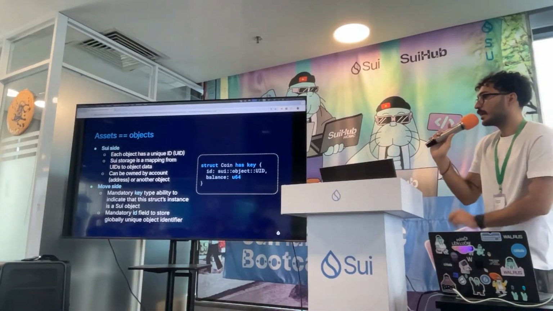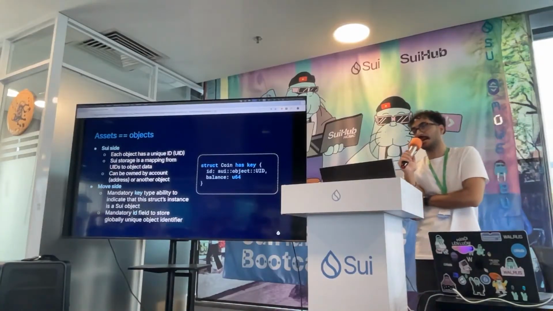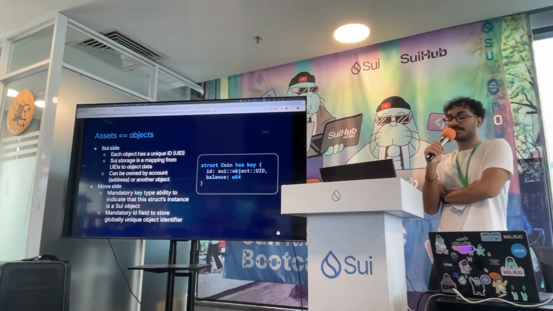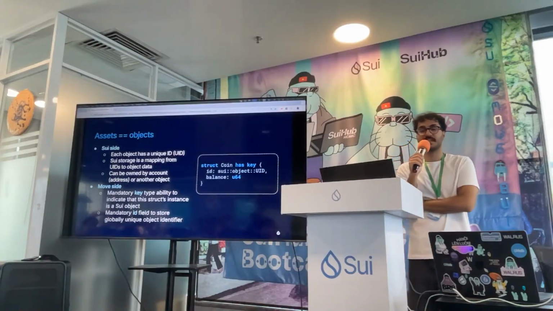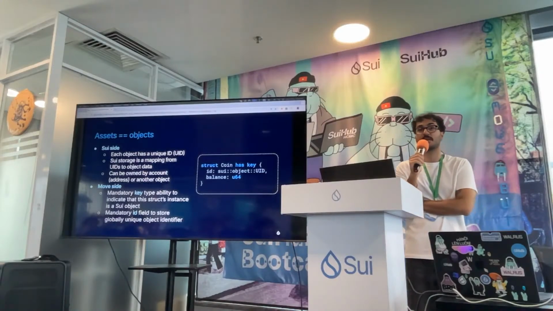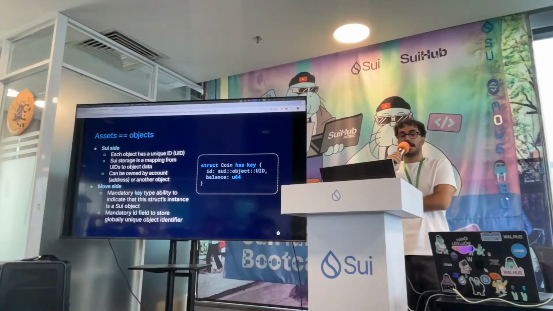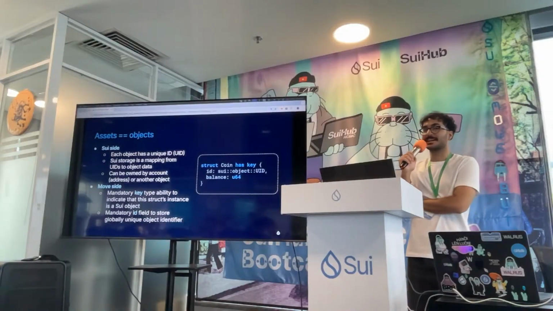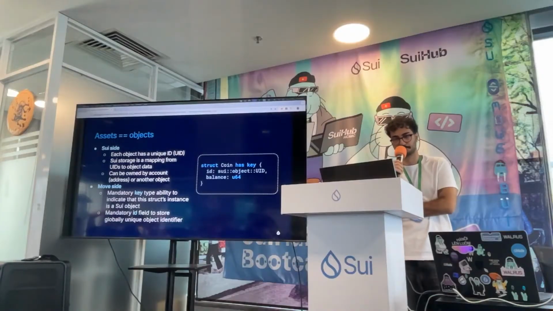Let's see how this mapping of something that lives on Sui is depicted through the Move programming language. On the Sui side, we said that each object has a unique ID. Makes sense, it lives on chain, it has to have a unique ID to differ from all the other objects. It can be owned by an account or another object, as we said, with object composability.